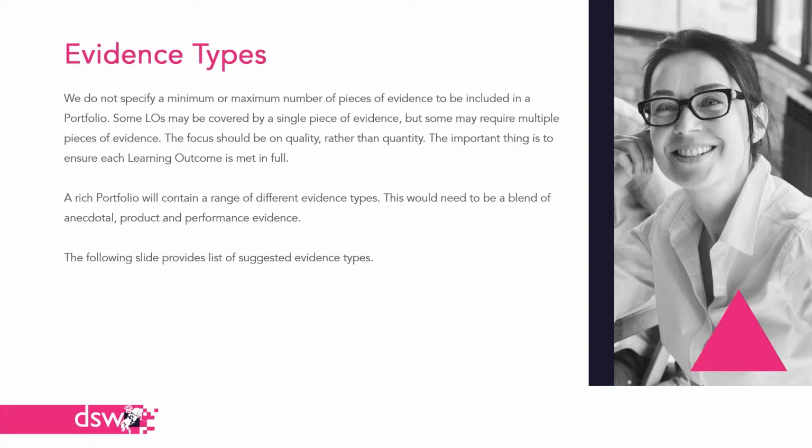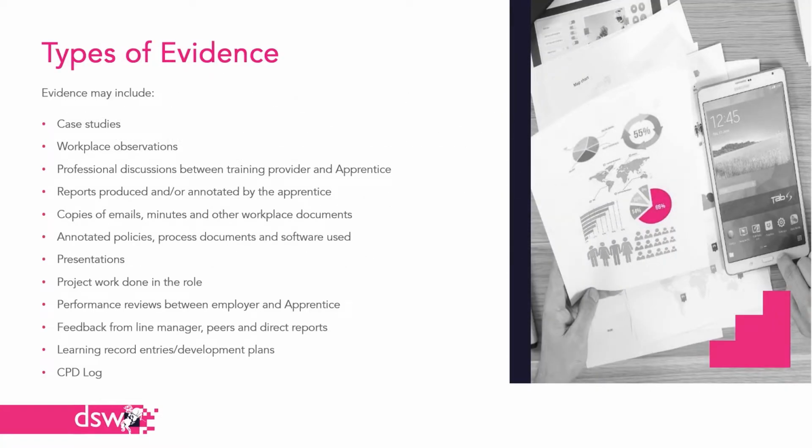The best portfolios contain a blend of anecdotal, product and performance evidence. As you can see, there is a wide range of evidence types, and this list is not exhaustive. You may find that the evidence you choose to provide is quite different to what appears here, which is fine as long as it's demonstrating those pass and distinction descriptors. We do ask that video recordings are a maximum of 2 hours within the portfolio, and they will need to be time-stamped in the referencing table.